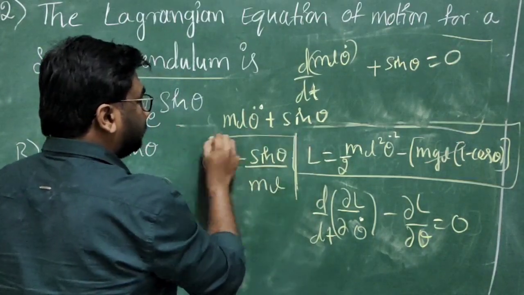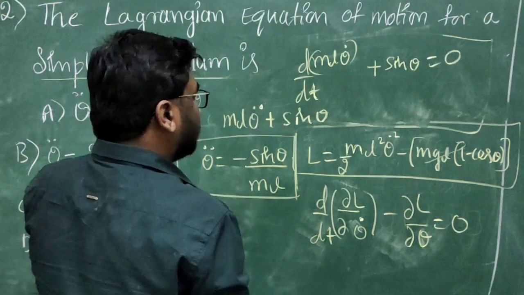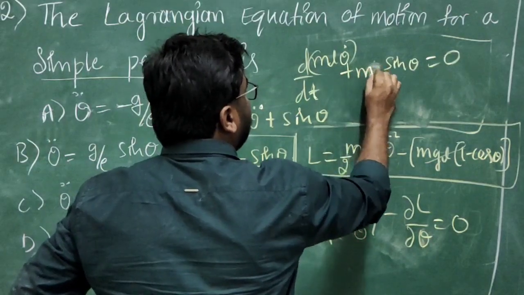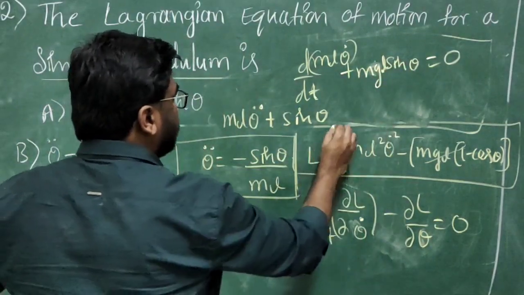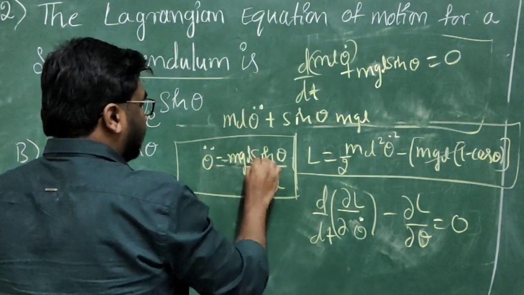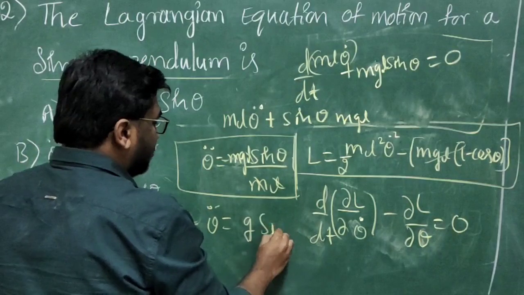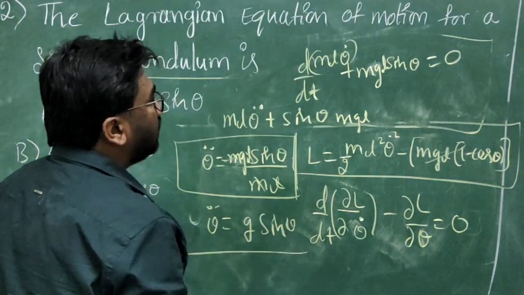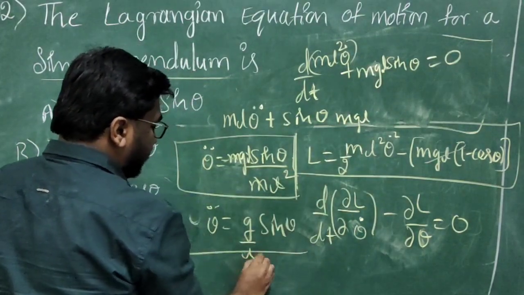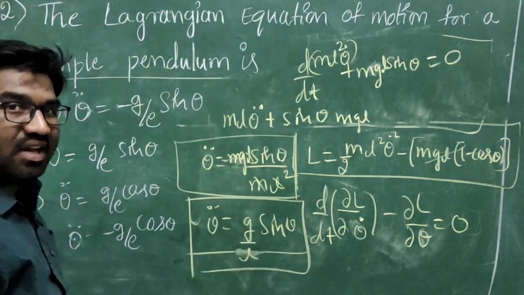Also I forgot to write this mgL coefficient, so plus mgL sin theta. Therefore here we get theta double dot equal to minus mgL sin theta divided by m L square. Then m and L cancel, and theta double dot is equal to minus g by L into sin theta.